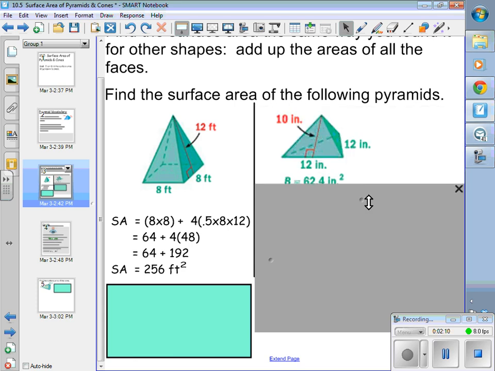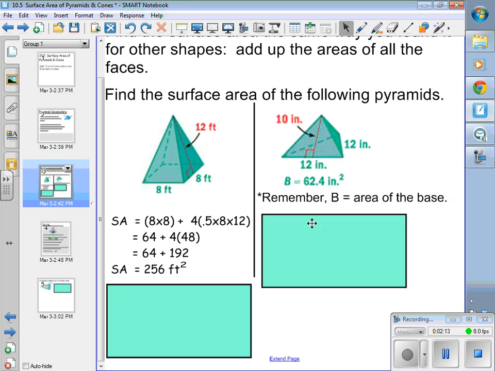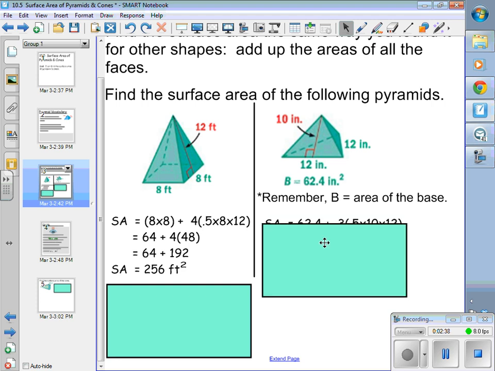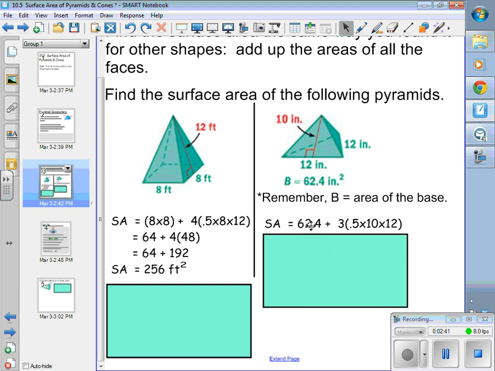Okay, moving on to our next one. We are given that the base of this triangular pyramid has an area of 62 4/10 inches squared, and it has a slant height of 10 and a base of 12. So remember, the big B is the area of the base. We're given the area of the base is 62 4/10 inches squared.